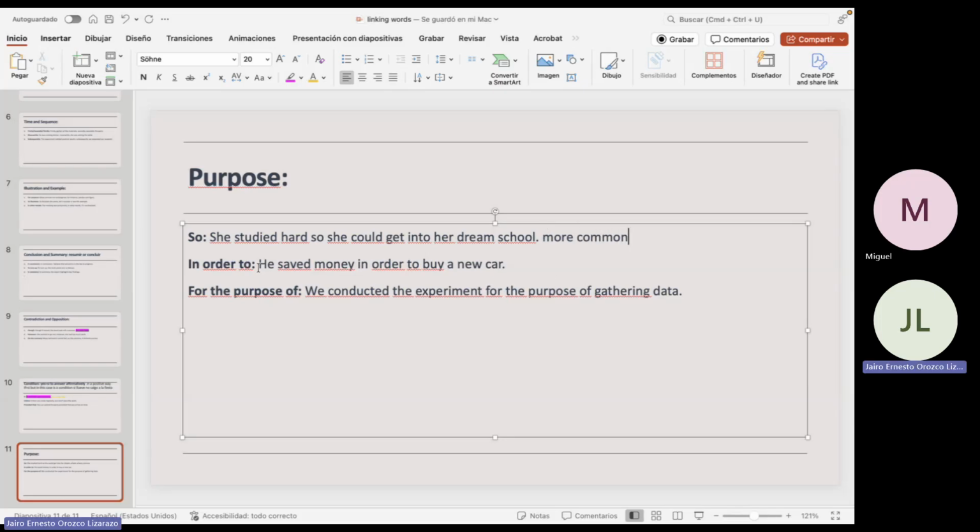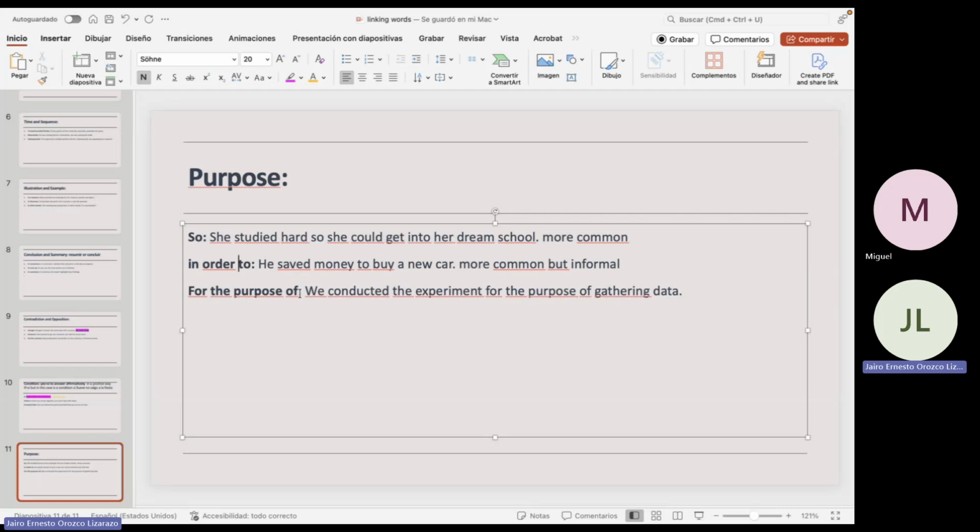Okay. In order to, para. This is basically what it means in Spanish. In order to, para. He saved money in order to buy a new car. Again, you don't have to say the whole thing. You can say he saved money to buy a new car. This is more common, but informal. If you want to be formal, if you want to be educated, then you have to say in order to.